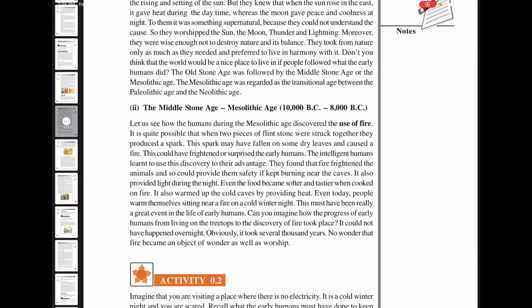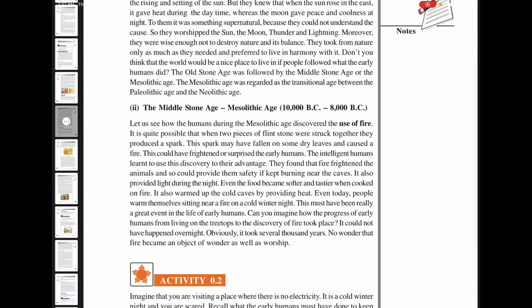Let us see how humans during the Mesolithic Age discovered the use of fire. It is quite possible that when two pieces of flint stone were struck together, they produced a spark. This spark may have fallen on some dry leaves and caused a fire. This could have frightened or surprised the early humans. The intelligent humans learned to use this discovery to their advantage.